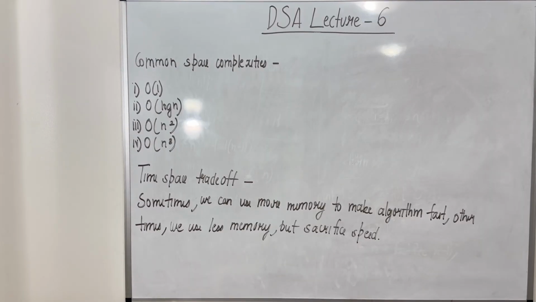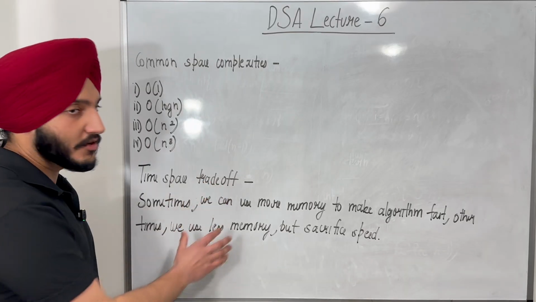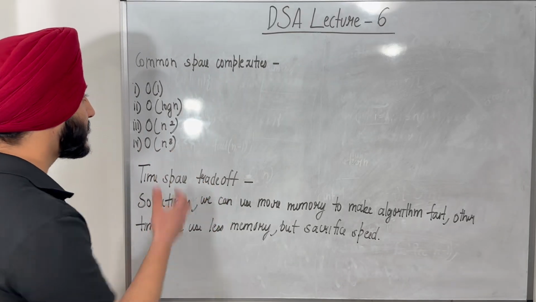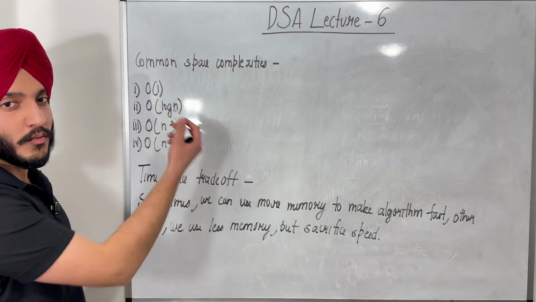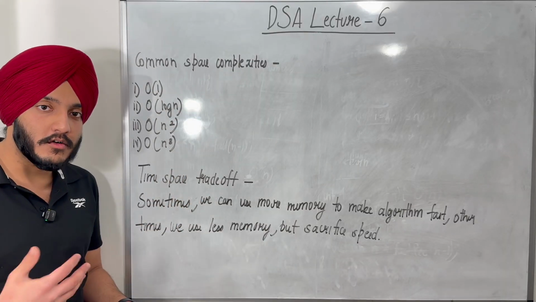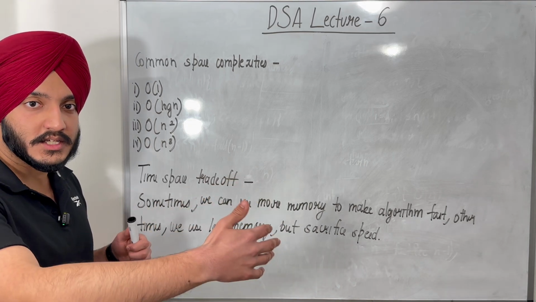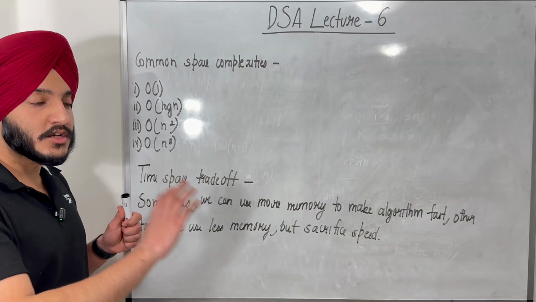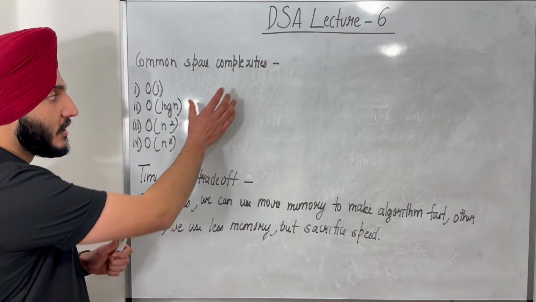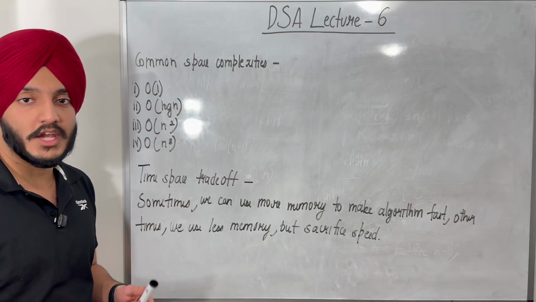Okay guys, let's talk about the common space complexities and the time-space trade-off, right? So the common complexities are going to be order of 1, which once again, just like I said, is the constant space. What do we mean by constant space again? It basically means that it doesn't matter what the input size is, my algorithm does not depend on the input size, right? The amount of space my algorithm needs would not depend on the input.